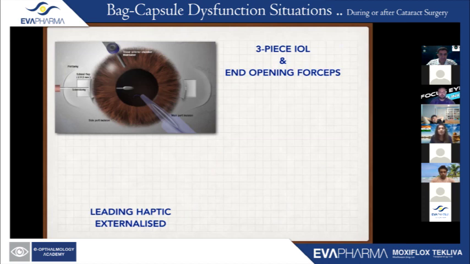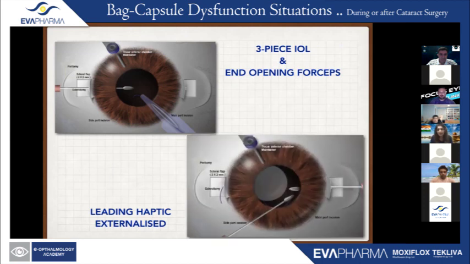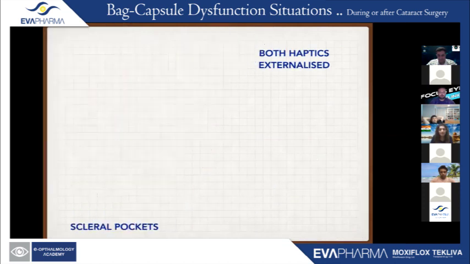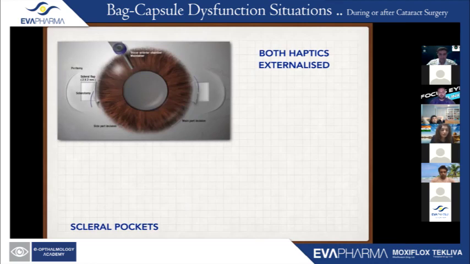Having made these sclerotomy sites on either side, 180 degrees apart, you load the 3-piece intraocular lens, and with the end-opening forceps that you are seeing here, you inject the lens inside. Then you catch the tip and externalize the leading haptic, and you maneuver the trailing haptic, which is then externalized. Then you have both haptics externalized on either side.